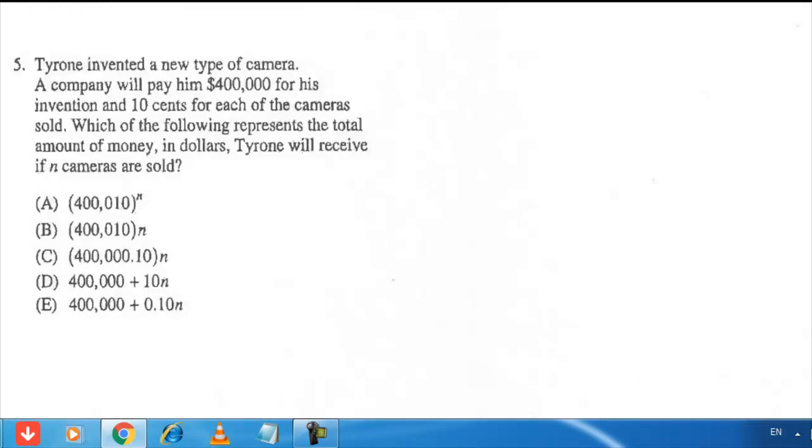Number 5: Tyrone invented a new type of camera. A company will pay him $400,000 for his invention, and then 10 cents for each of the cameras sold. Which of the following represents the total amount of money in dollars Tyrone will receive if n cameras are sold? At the beginning, the initial money paid to him is 400,000, and then 10 multiplied by the number. So the suitable answer is number D, 400,000 plus 10n.